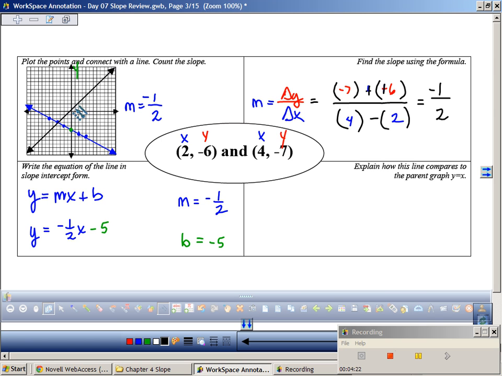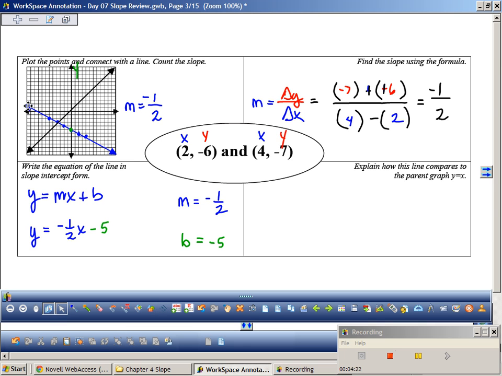We talked about the parent graph. It's up 1 over 1, up 1 over 1. When y is 1, x is 1. When y is 2, x is 2, right? How is this new line that I've drawn different from my parent graph? It's different in 3 ways. Elijah, what do you think?